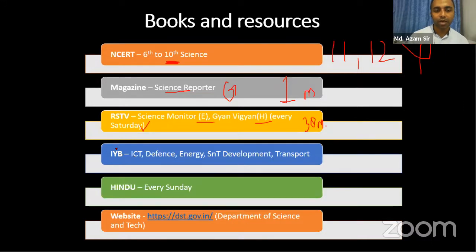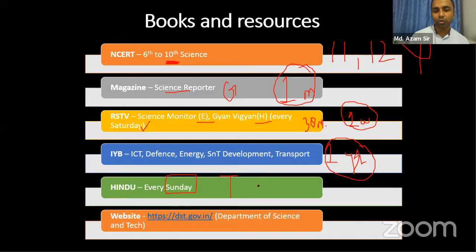Then with respect to the India Yearbook, this is an annual compilation, so it comes once a year. The magazine comes once a month, and the Rajya Sabha TV Science Monitor comes once a week. So you have a weekly resource, a monthly resource, and an annual resource also. Then there is the newspaper The Hindu. It comes every day, but on Sunday it specially covers science and technology.